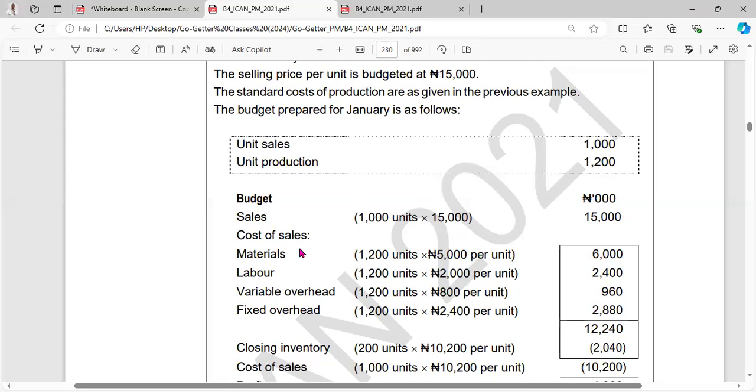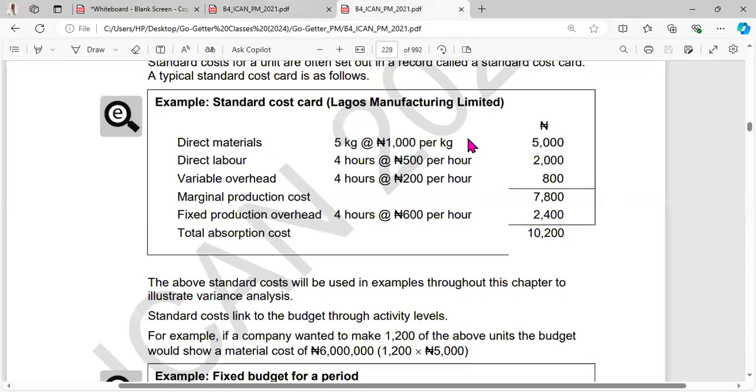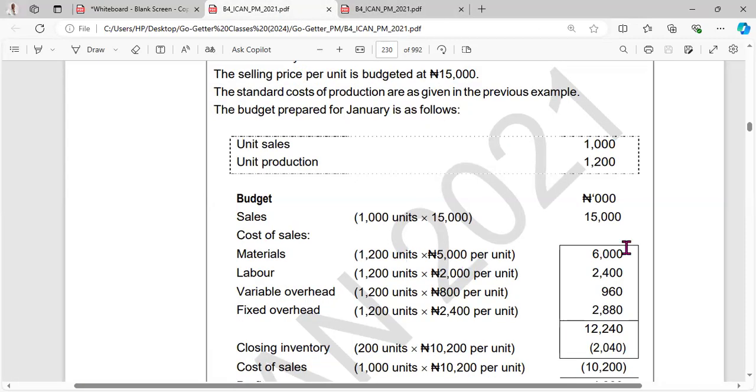Now, cost of sales. Remember, I want you to look at something now. Your sales is 1,000 units, right? Cost of sales. What is cost of sales? It means what does it cost you to make this sale of 1,000 units? Of course, you produced 1,200 units, isn't it? But you didn't sell all of them. But take note, 1,200 units was produced, and we said material is 5,000 naira. So that gives you 6,000.